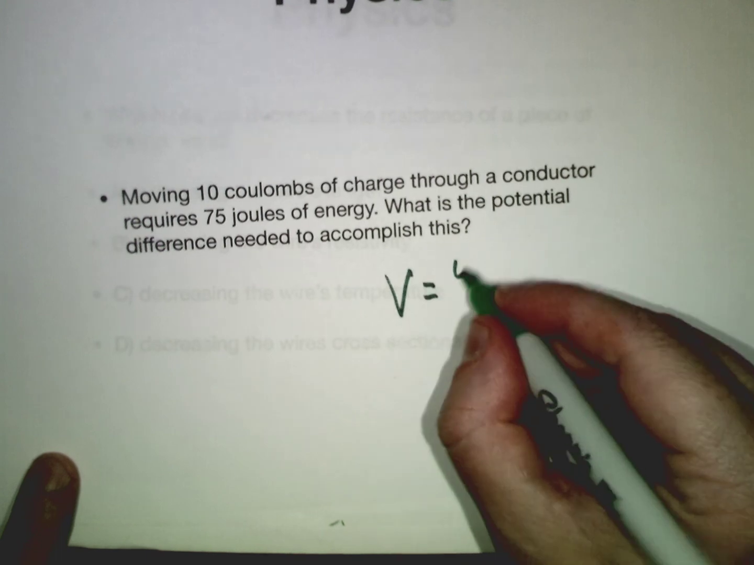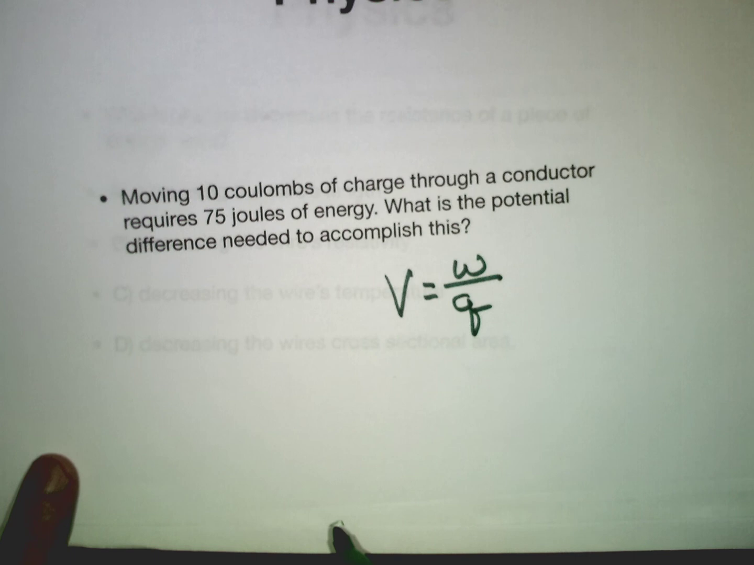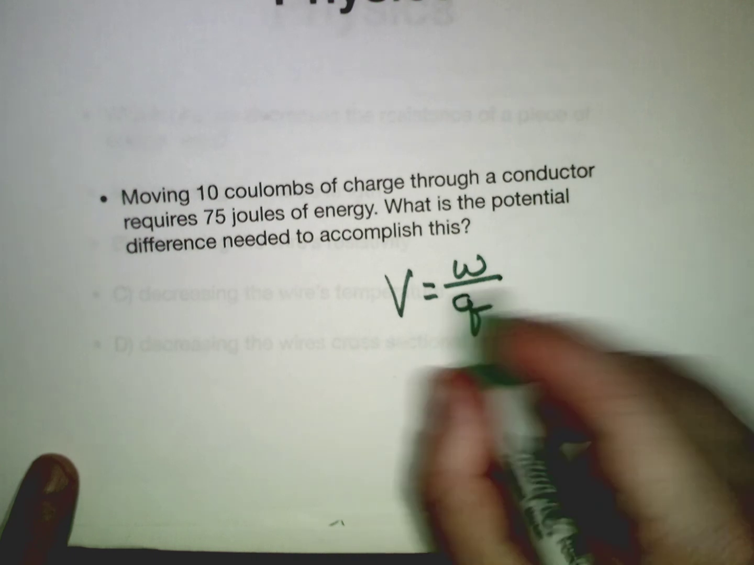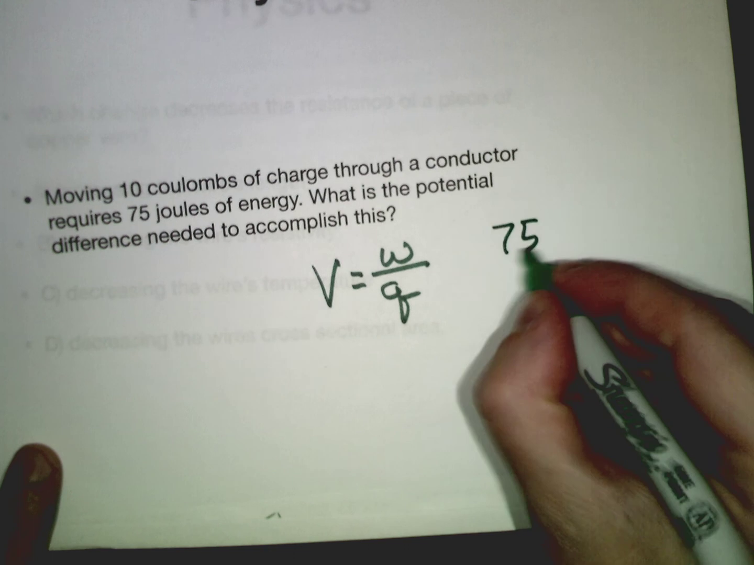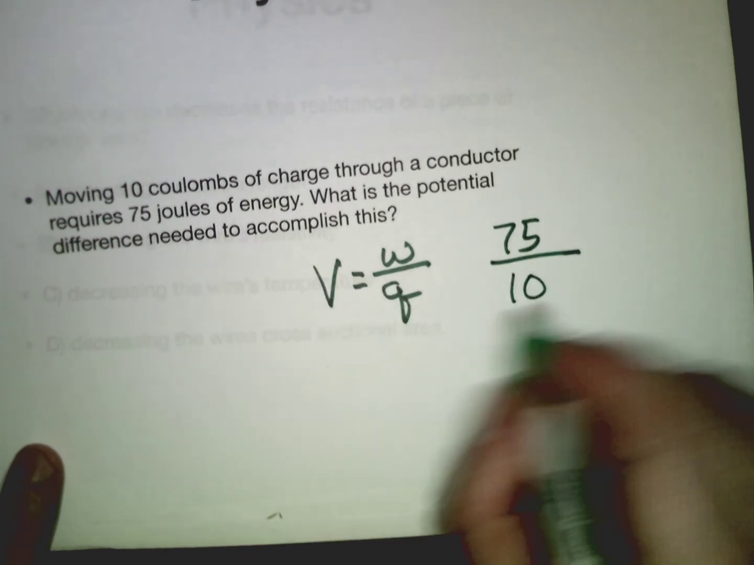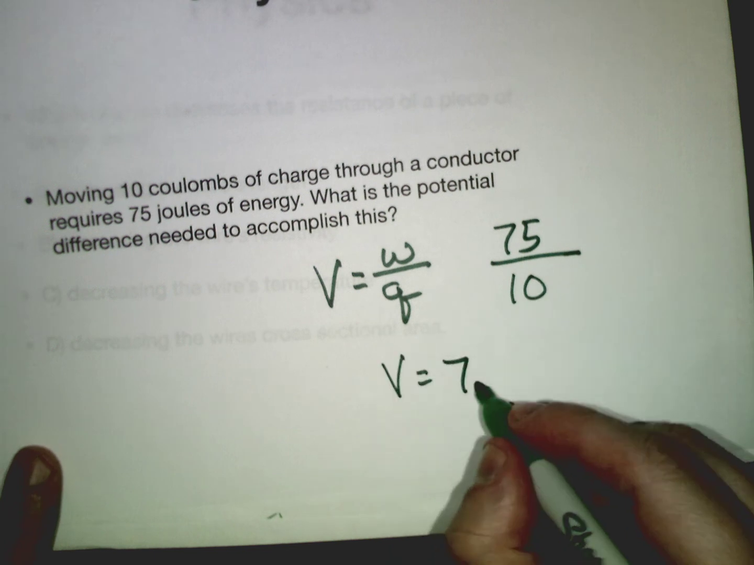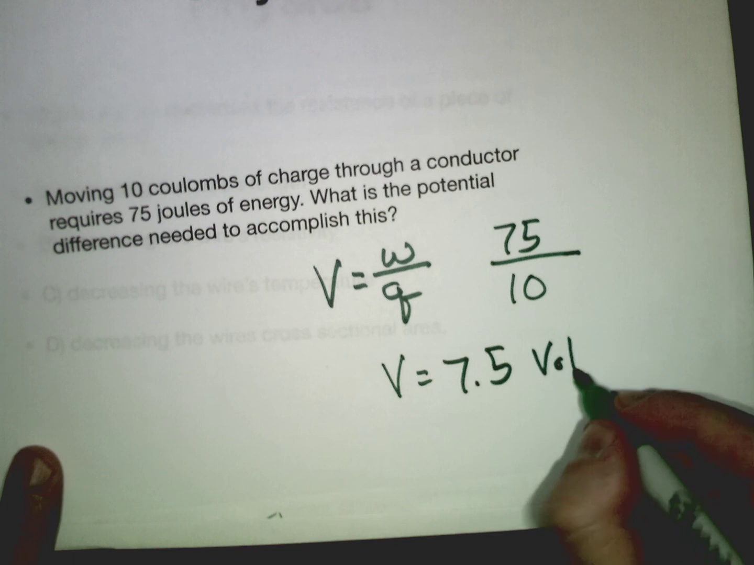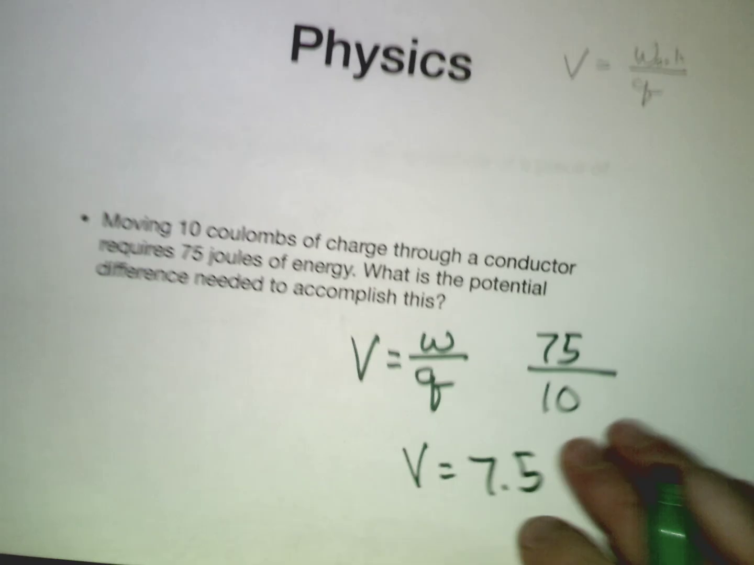V equals work over charge. Okay, I got to find V, so this works out good for me. So I have 75 joules. Work has to be in joules over 10 coulombs. 75 divided by 10. Potential difference, 7.5 volts. Very quick, very quick.